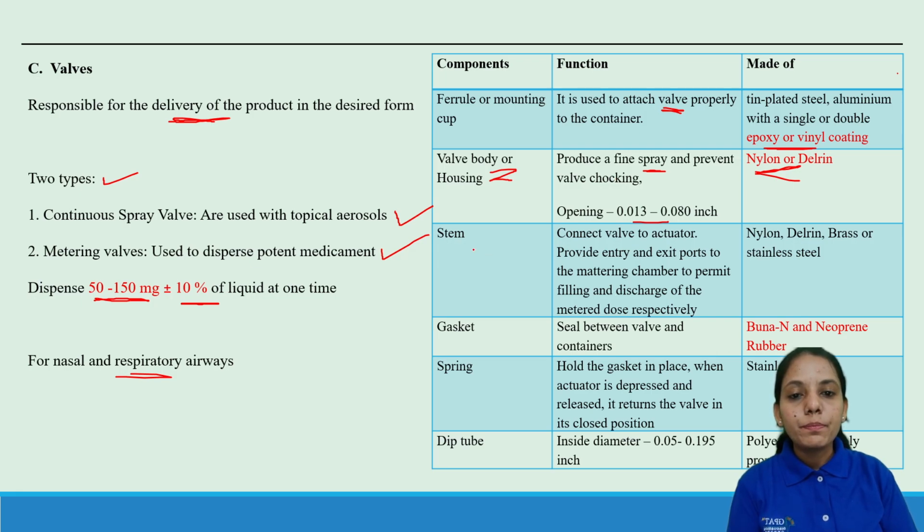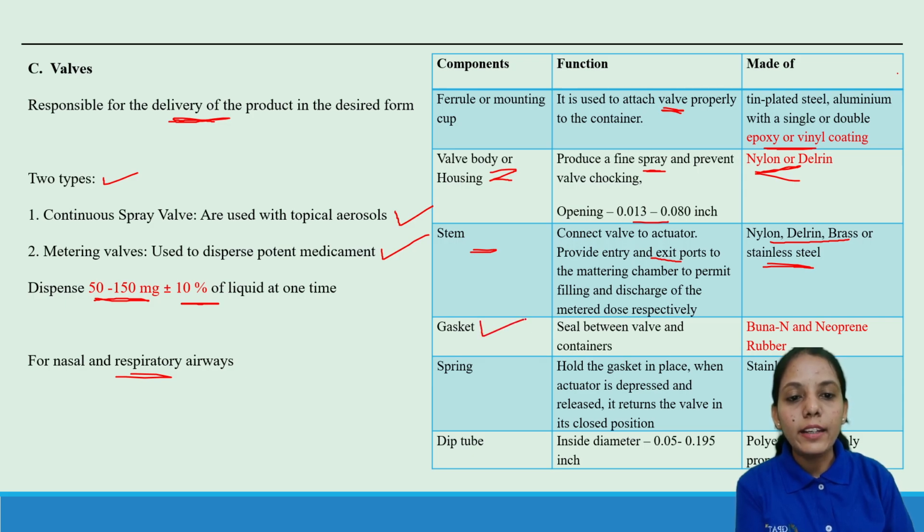Next is stem. It connects the valve to the actuator. It provides entry and exit port to the metering chamber to permit filling and discharge of the metered dose respectively. It is made up of nylon, delrin, brass or stainless steel.